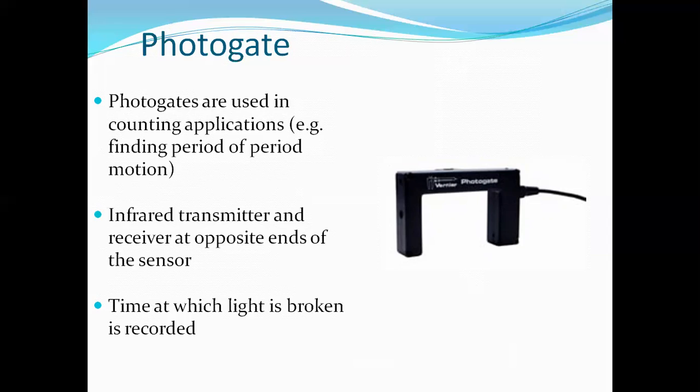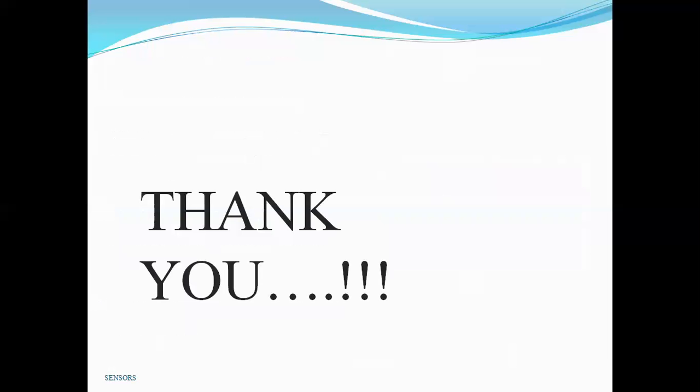When the light has been interrupted from one end of the sensor to the other, it simultaneously detects that one pulse has been generated, or one count has taken place. Continuously, as a chain of events, it goes on. So that is a photogate system.